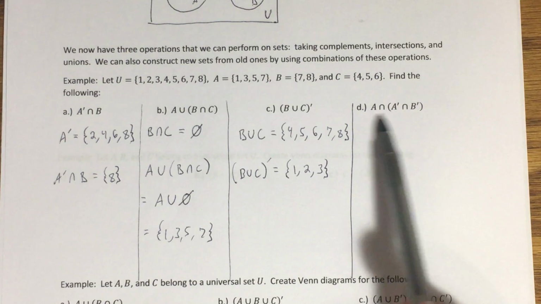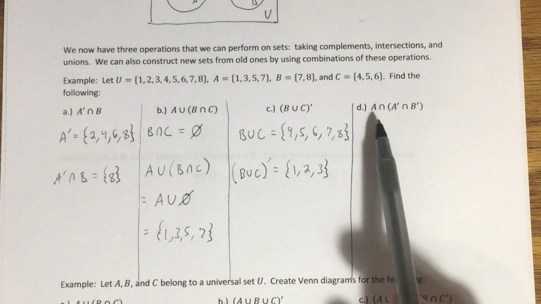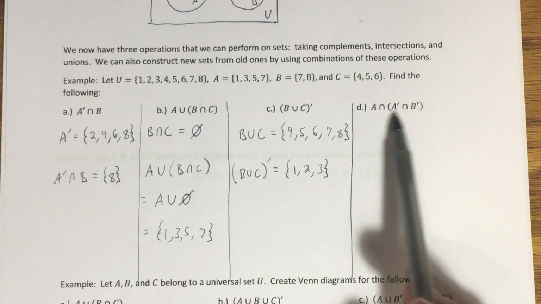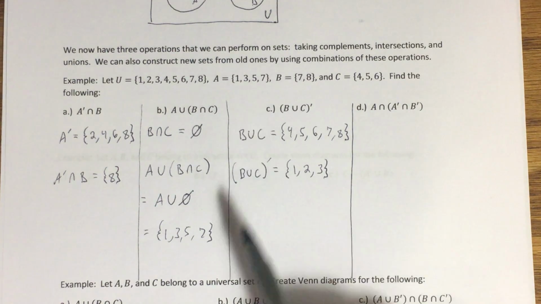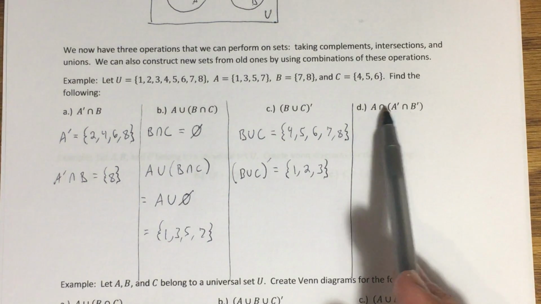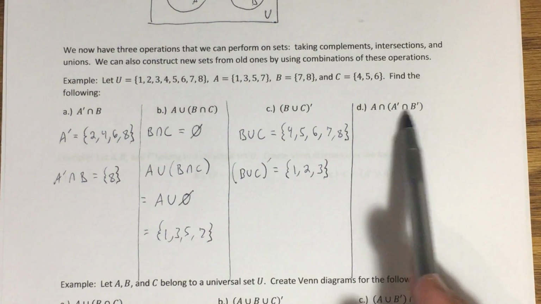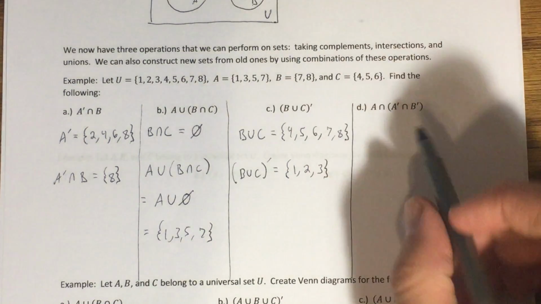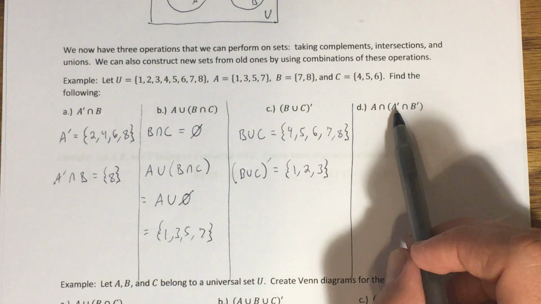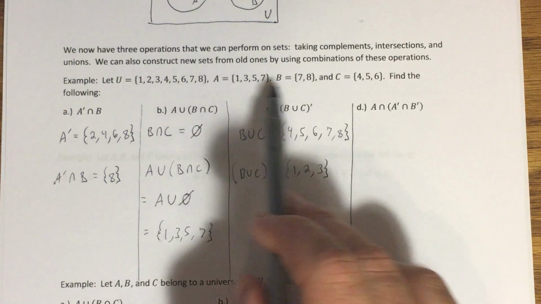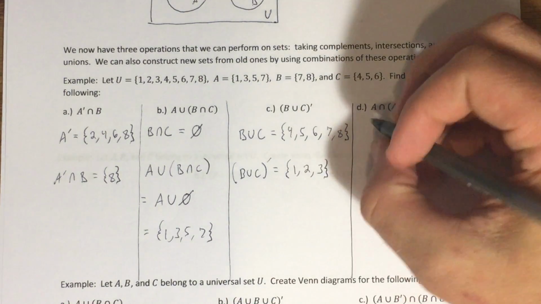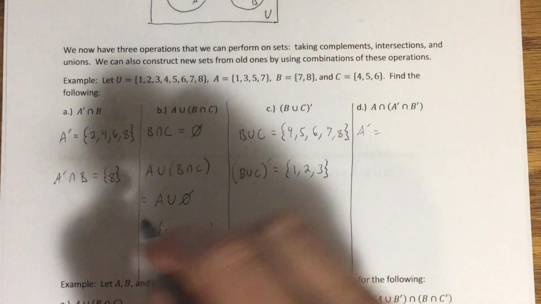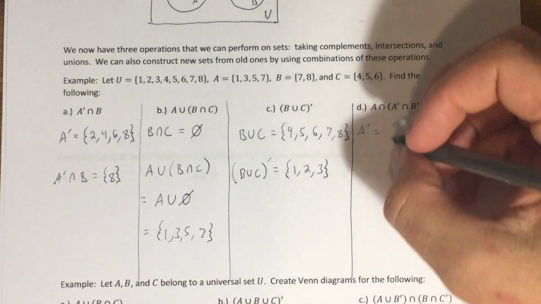One last example. This is the most complicated one we've dealt with so far. It's the intersection of A with the intersection of A complement and B complement. So let's start with the parentheses as we normally do. But even starting in the parentheses, I have two sets that I'm not given up here. So I first need to determine what these complements are. A complement we found back here. It was 2, 4, 6, 8.